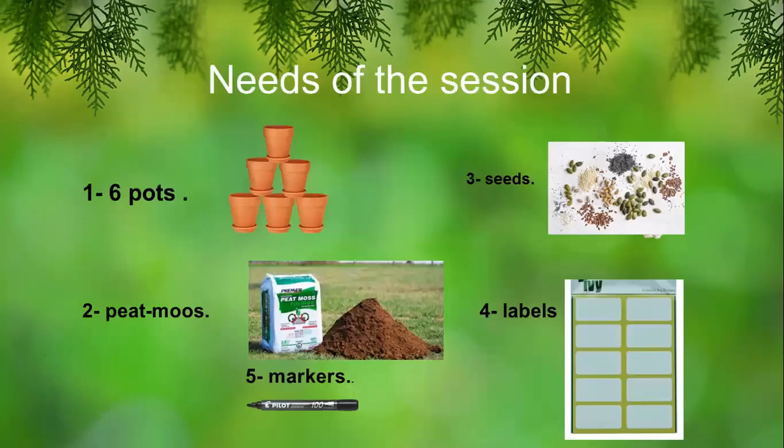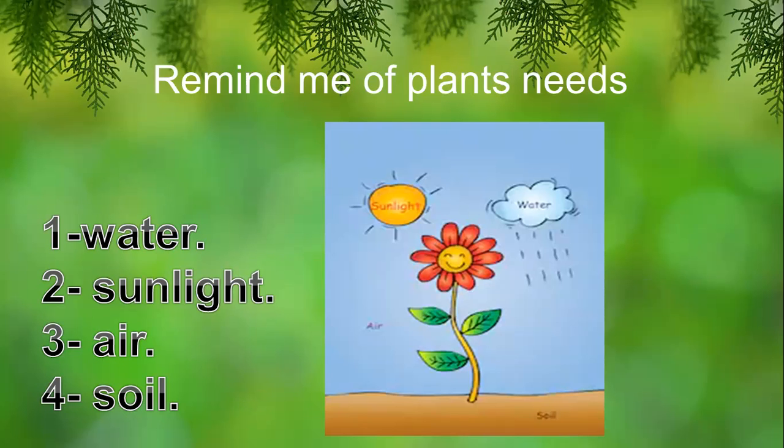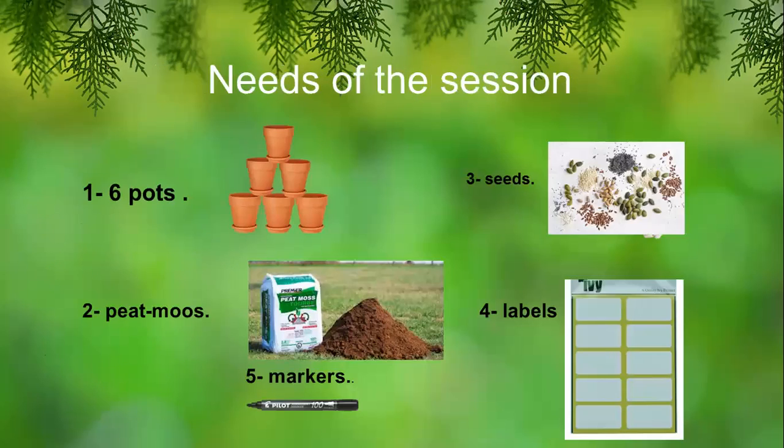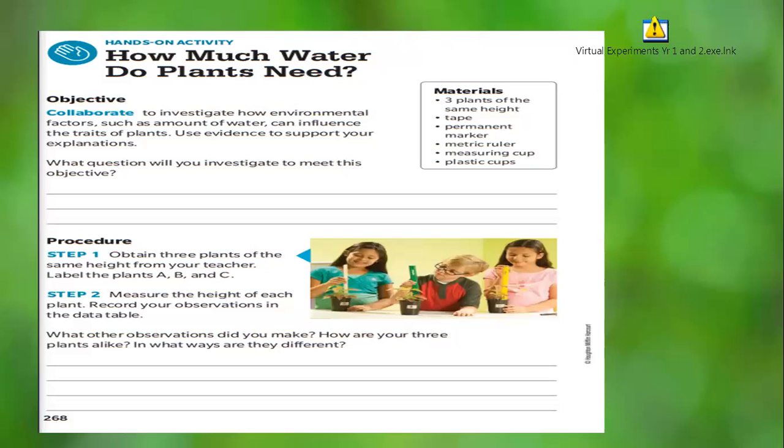Here we will grow a plant to measure the specific amount of water for the plant to grow well, healthy and strong. We will need 6 pots, seeds, labels, peat moss or soil, and markers. But here our experiment is going to be virtual at page 268. The investigation is about how much water the plant needs to grow.